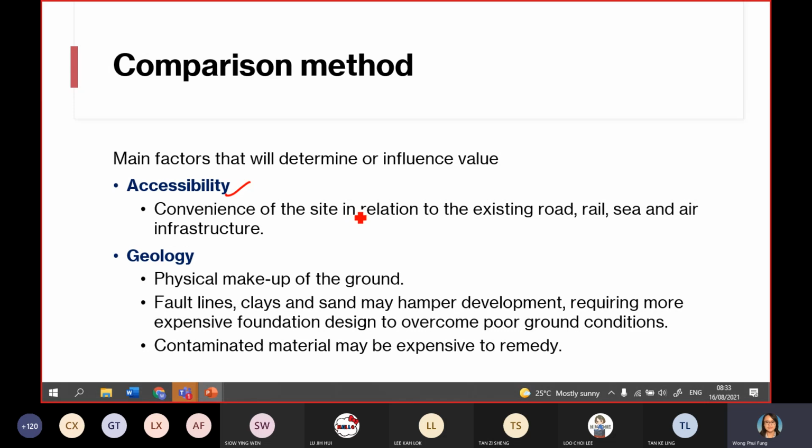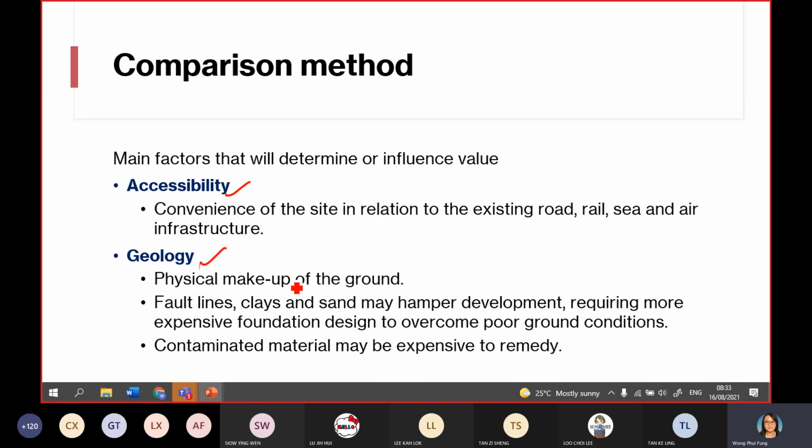That actually happened at Mahkota Cheras. As you can see, Mahkota Cheras only has one access to KL. That's why that area is very congested. Every morning, a lot of cars queuing to go up. So can you see that the accessibility factor will affect the value? So for those properties near to public transport or highway, that actually will bring out the value.